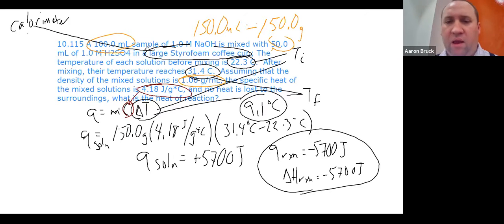So that's how to solve simple problems like this. And the pre-lab question is a problem of this kind and this type, where we're not concerned with the molar heat of anything. We're not concerned with the number of moles. We're just looking simply at how much heat is transferred in the process.